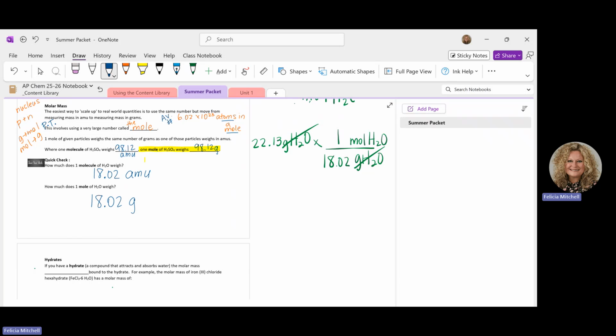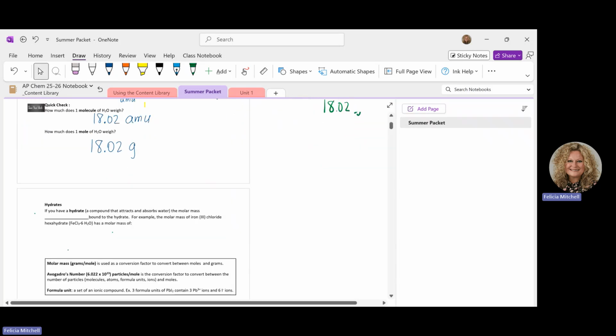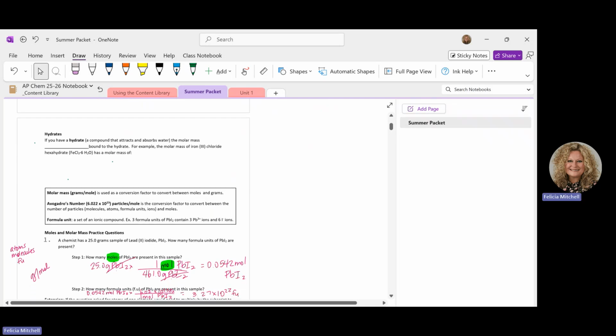Okay. We're not going to be doing probably anything with AMUs this year. I'm showing it to you as the introduction to this unit, but you can kind of forget about it. You're going to be doing what you see over here in green. All of this grams to moles, how many grams are in 1 mole, and you're adding up the masses from the periodic table. Now, we talked about hydrates in my class.